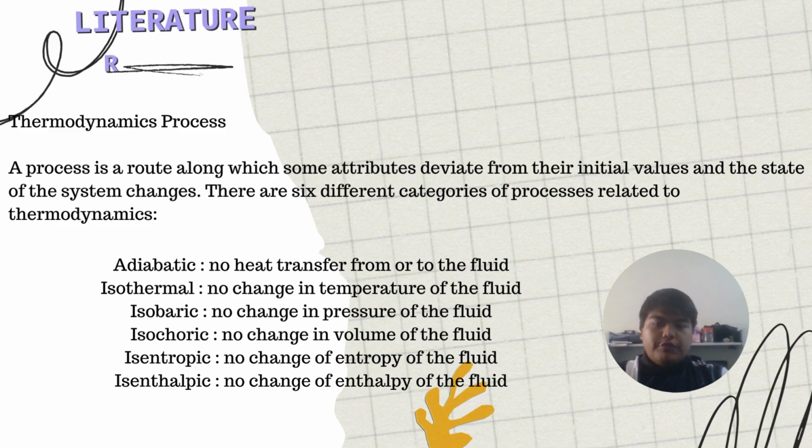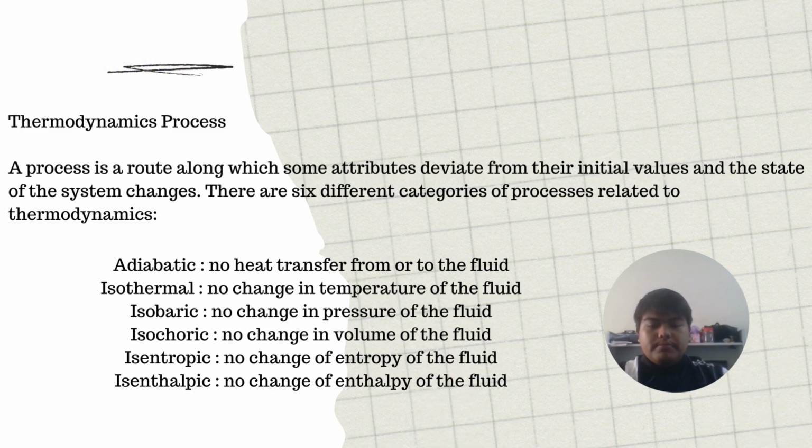For the literature review, the thermodynamic process. A process is a path along which one or more attributes change from the initial value, and the state of the system changes. There are six different categories of process related to thermodynamics. Adiabatic: no heat transfer to or from the fluid. Isothermal: no change in the temperature of the fluid. Isobaric: no change in the pressure of the fluid. Isochoric: no change in the volume of the fluid. Isentropic: no change in the entropy of the fluid. Isenthalpic: no change in the enthalpy of the fluid.